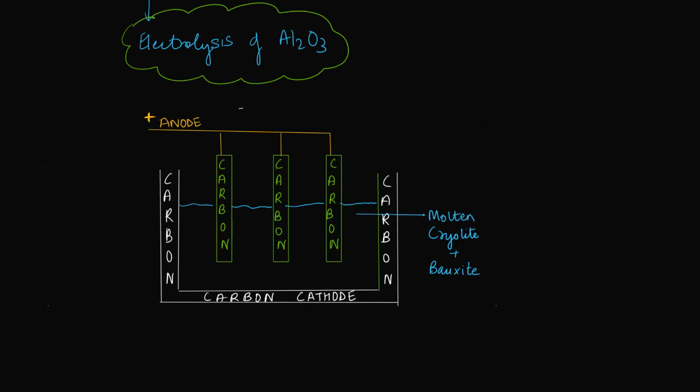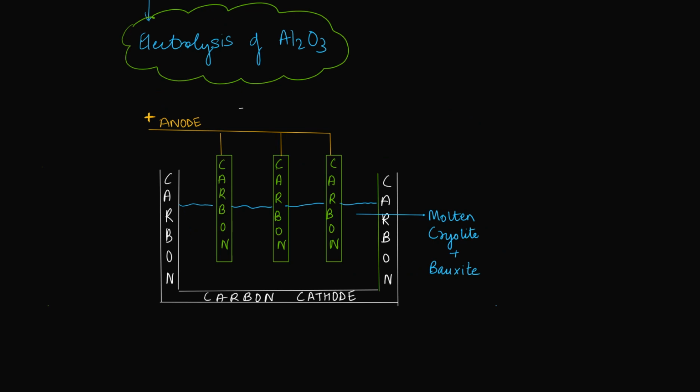As you can see, this is the electrolytic cell. The cathode and the anode are both made up of carbon, and the dipping electrodes are the anodes, the positive electrodes, and the lining of the electrolytic cell is again of carbon. So you have graphite or carbon being used as the anode and the cathode. But remember, the anode and the cathode are made up of the same material.